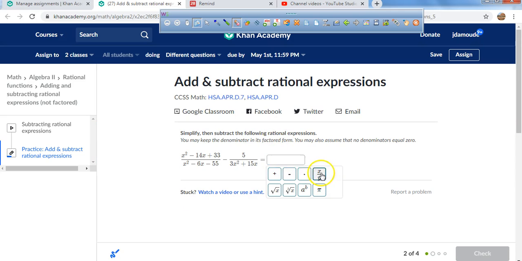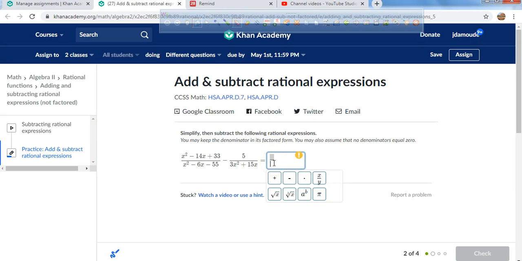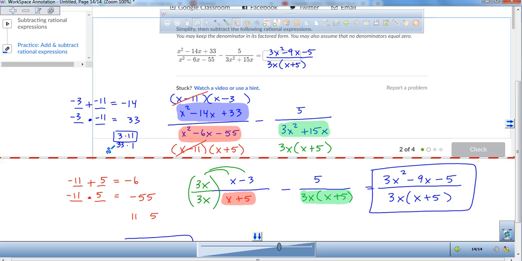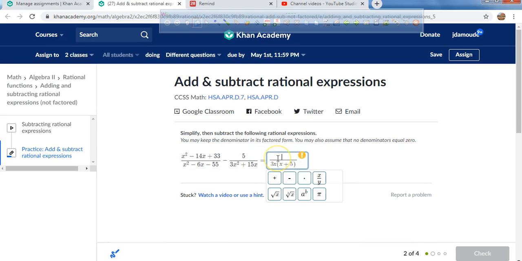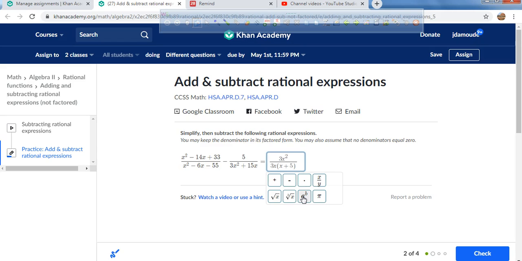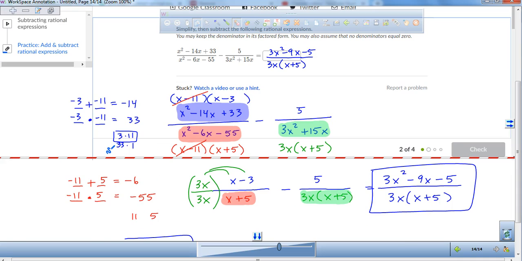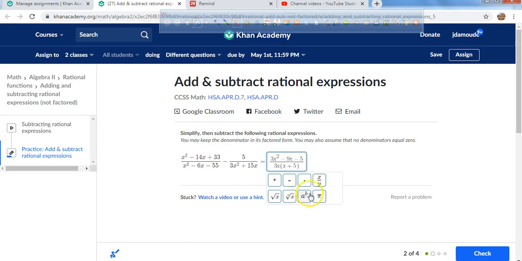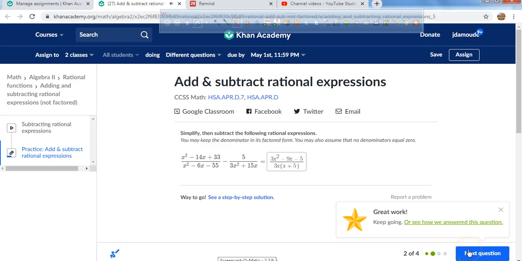So I'll make a little fraction here, put my denominator in, which is 3x, parentheses x plus 5, because it says I can leave it in factored form. And 3x squared minus 9x minus 5. Just double check. 3x squared minus 9x minus 5. I think I typed in everything the way I want it. All right, good check. Woohoo, got it.